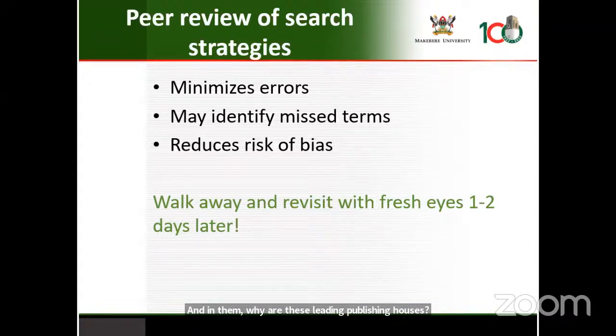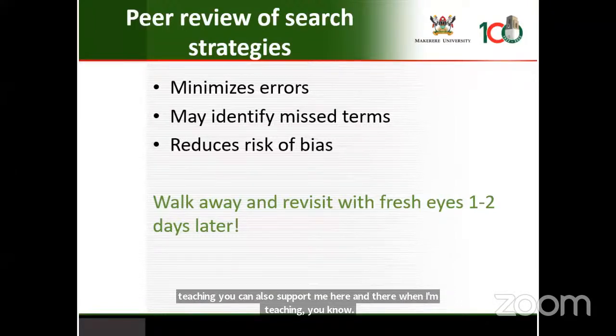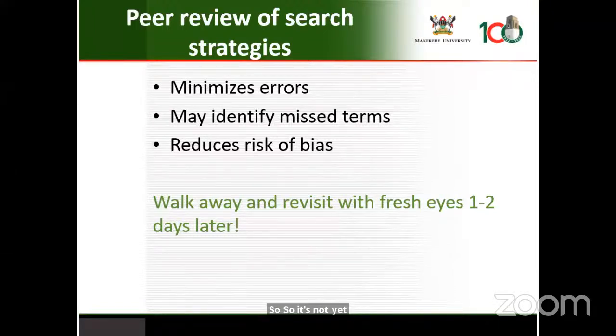That's good. I think you can also support me here and there when I'm teaching. It's not yet a policy here in Makerere, but they are recommending that out of the 3 papers that you must publish, 1 of them should at least be a systematic review. And we don't know what comes next. It may be a policy later on, I don't know.